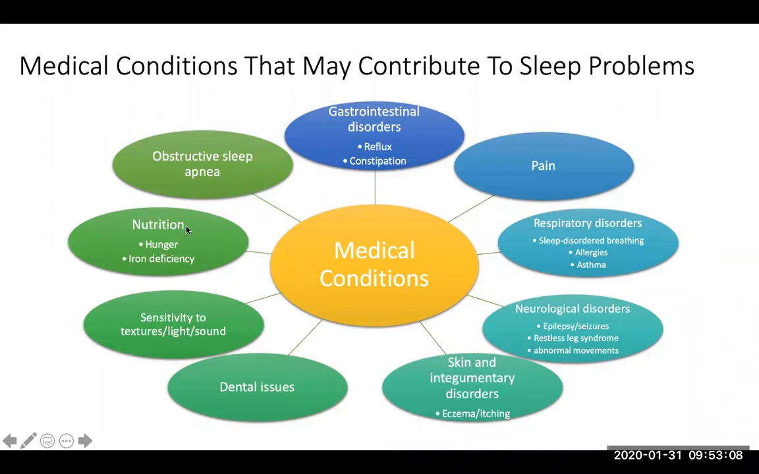Nutrition: you can be hungry at nighttime. Kids with iron deficiency have a high risk of sleep difficulties. Some children are very sensitive to the environment, and there can be some sleep seizures at night. There can be restless leg syndrome, which is associated with iron deficiency. There can be eczema, itching, and dental issues cannot be overlooked. We always need to encourage families to have checkups with dentistry, even if they are challenging.